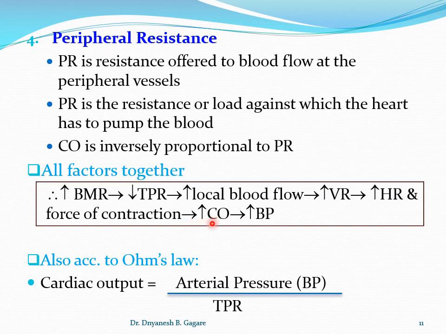Okay, and if cardiac output increases, there is more pumping of blood into the circulation, so the blood pressure also slightly increases, depending on how much the cardiac output is increased. So in this way, these factors are dependent on each other, and there is a circle. It starts from the metabolism, again it comes back there, and in this way one factor affects the other, and finally it determines the cardiac output. So up to this point we discussed the main factors affecting the cardiac output.